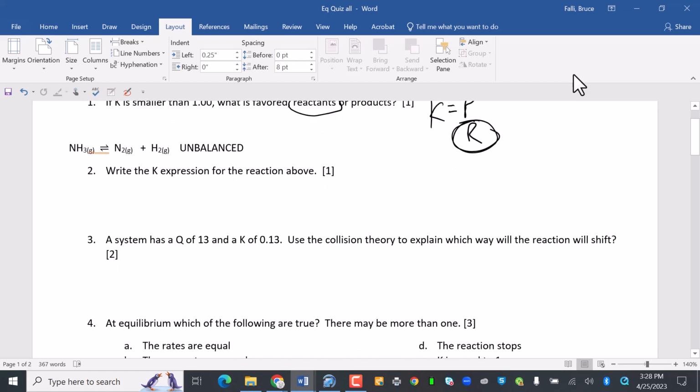Write the K expression for the reaction above. All of these are gases, so they're all going to be in there. It's products over reactants. But it's unbalanced, so I need to balance it and put in these coefficients. 1 point, you do need these. These are all or nothing points.